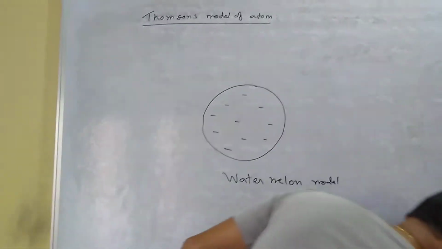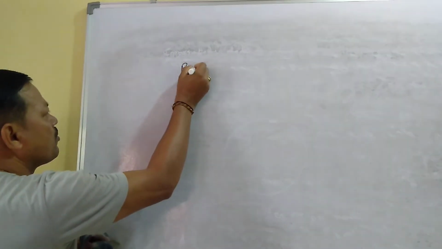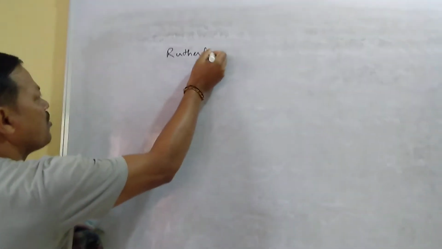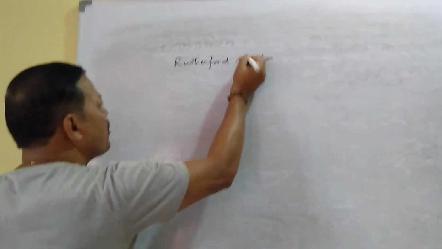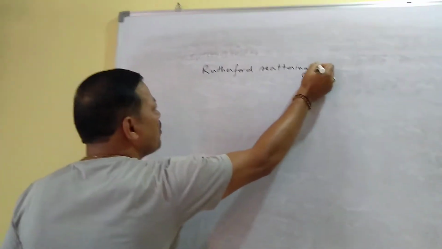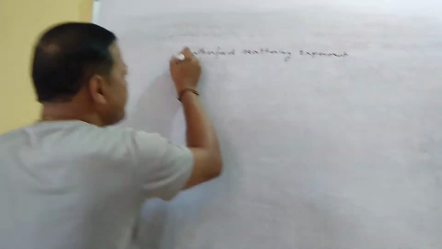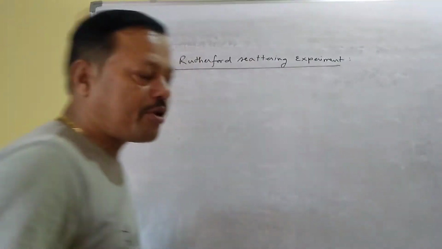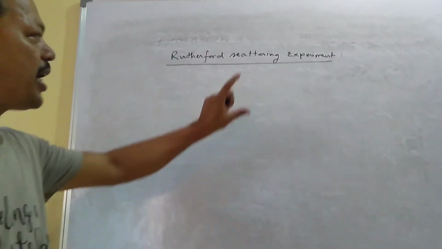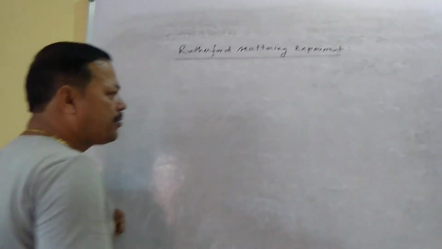Now I will tell you what the Rutherford scattering experiment is. What is the Rutherford scattering experiment? Actually, after this experiment was discovered, Thomson's model failed. So what is this experiment?